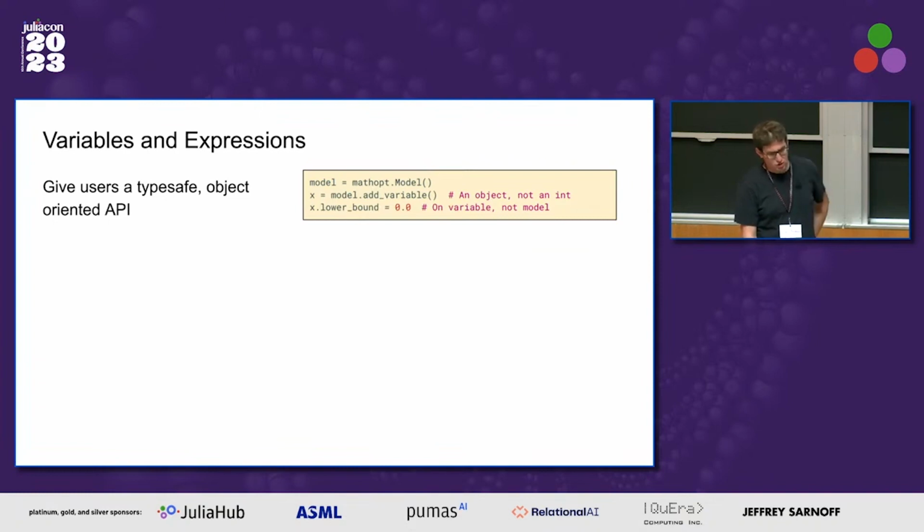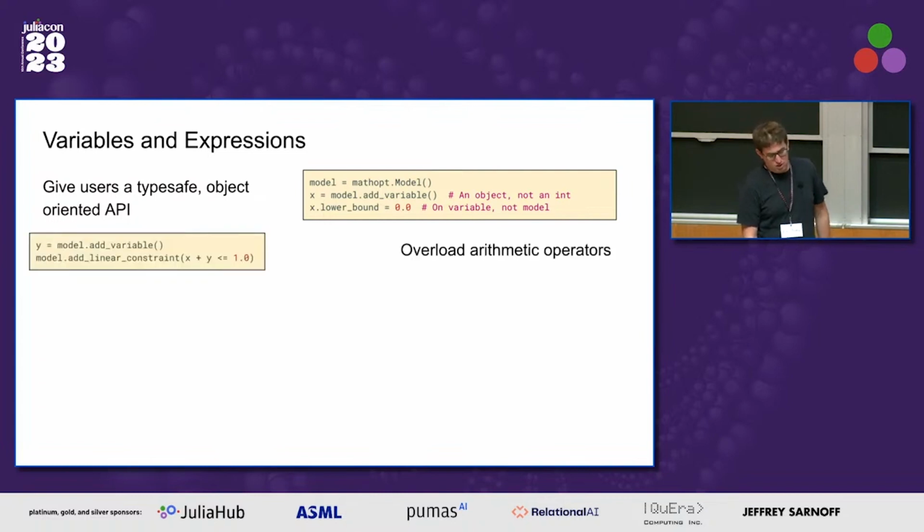On variables and expressions, the last responsibility of the client library is that users don't want to interact with ints, they want a type-safe API. So when you tell the model to add a variable, you get back a variable object, not an integer, and you can set the lower bound directly on that object. And then we have to overload the arithmetic operators to add constraints.